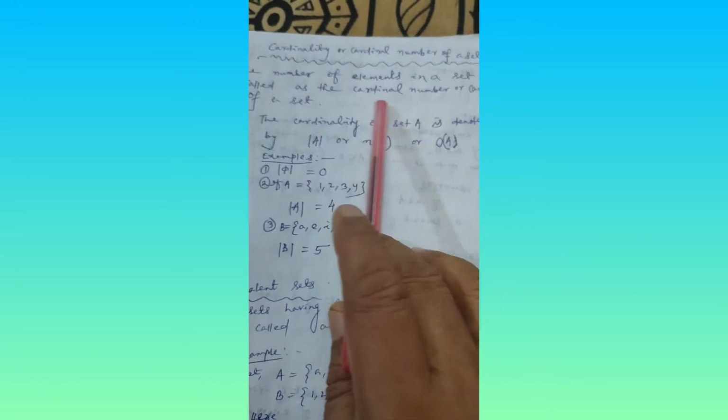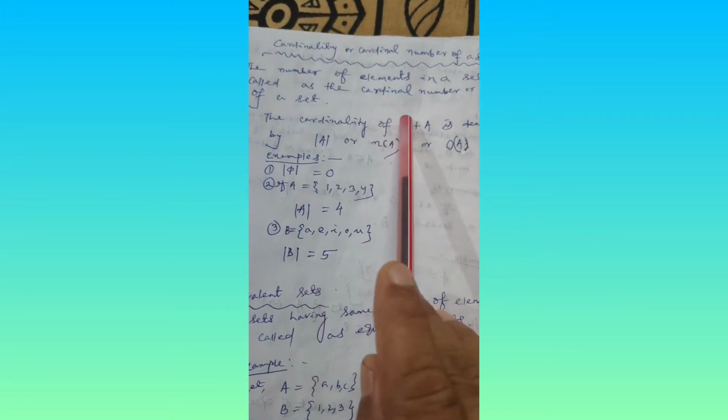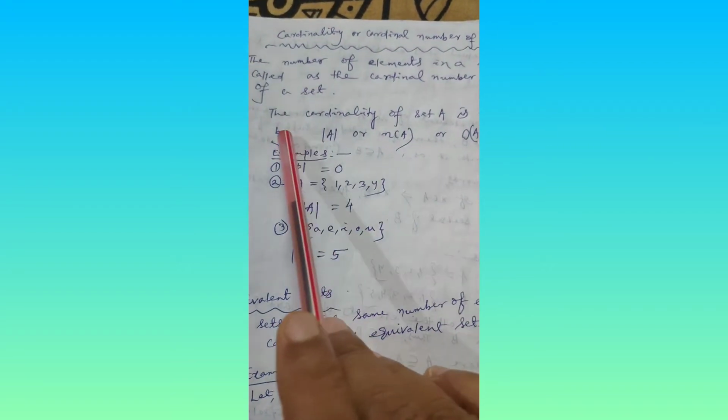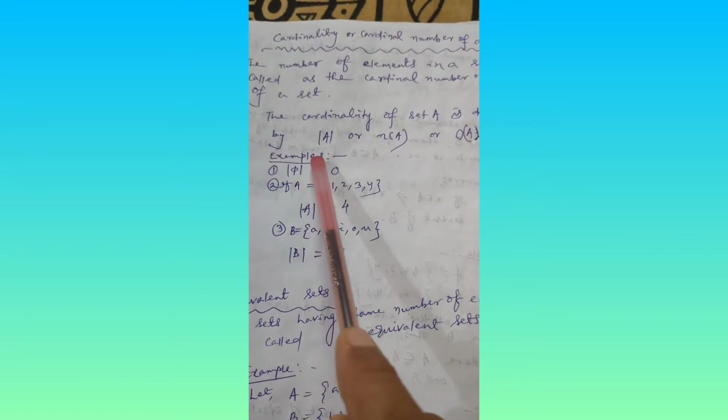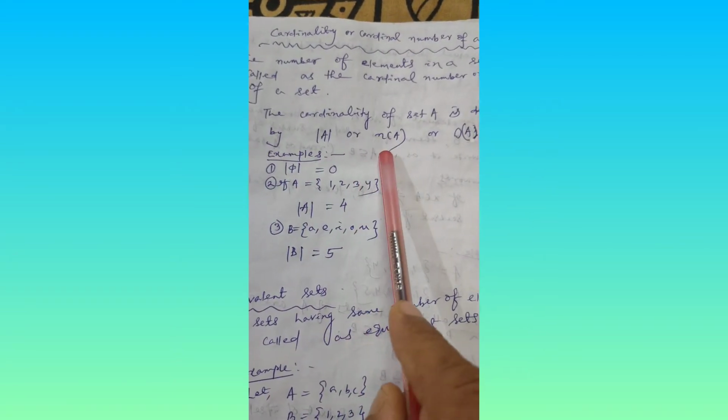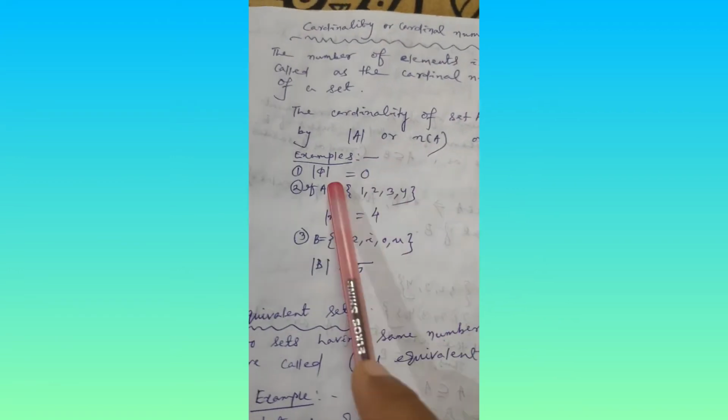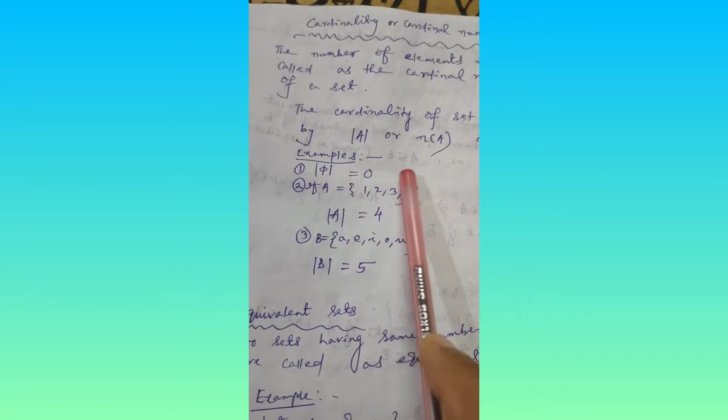Cardinality or cardinal number of a set. The number of elements in a set is called the cardinal number or cardinality of a set. The cardinality of set A is denoted by mod A or n of A or O of A. Examples are to be considered.